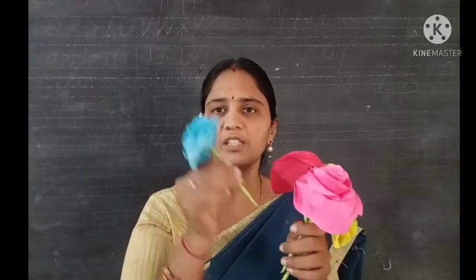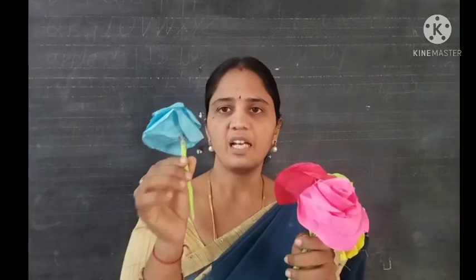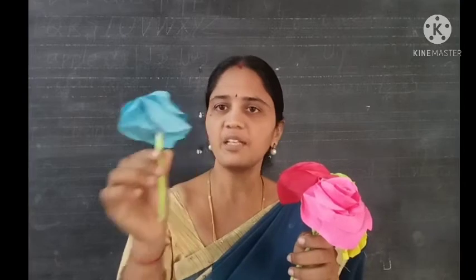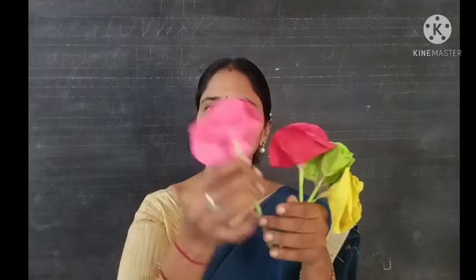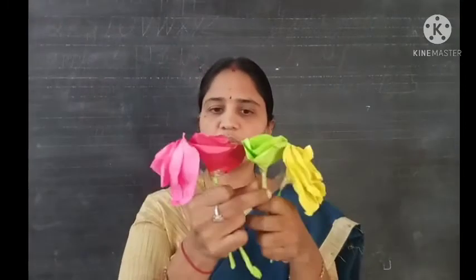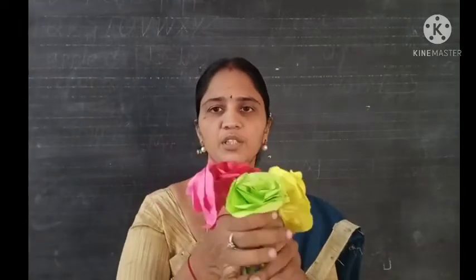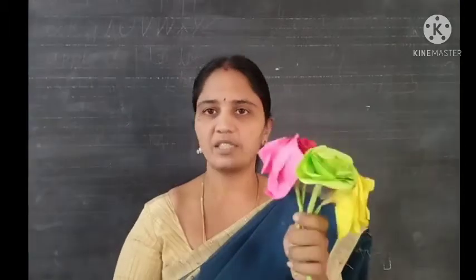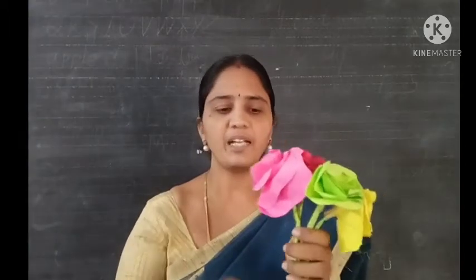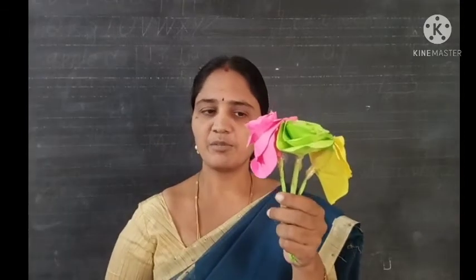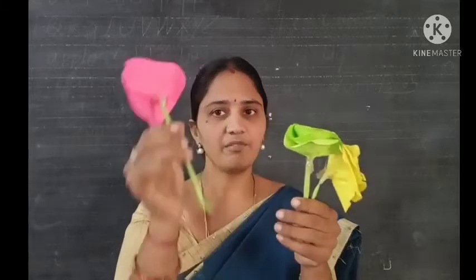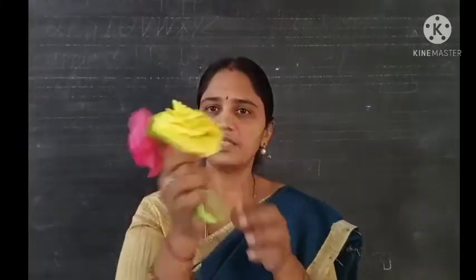If I give one flower to my friend, I am giving one flower to my friend. Now, how many flowers are there? Count with me. 1, 2, 3, 4. Now, 4 flowers are there in my hand. Again, I am giving one more flower to my friend. Now, how many flowers are there in my hand? Count with me. 1, 2, 3.